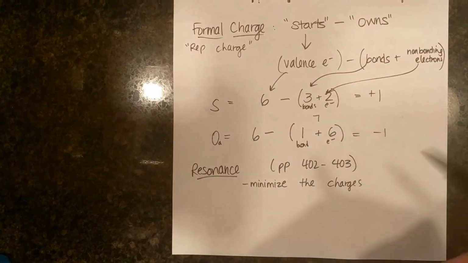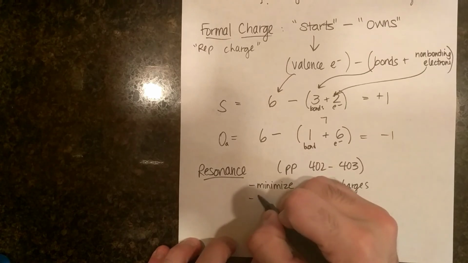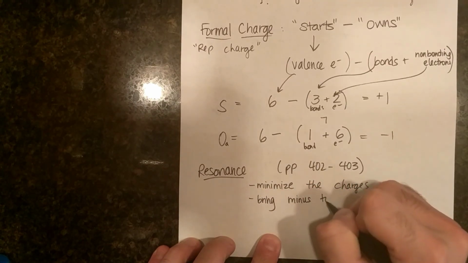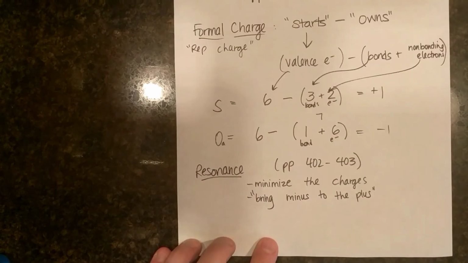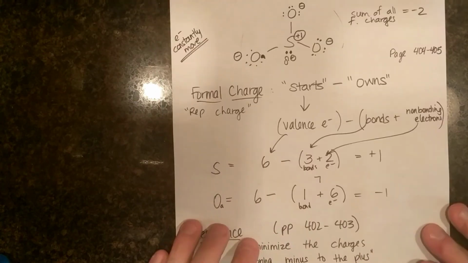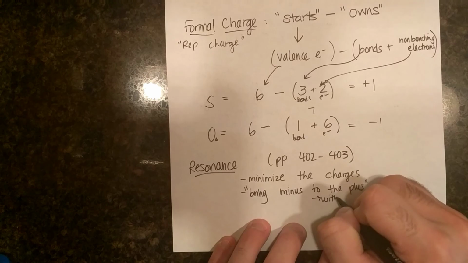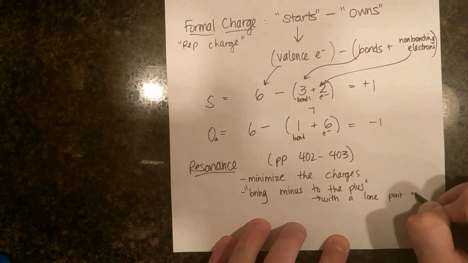But resonance structure likes to try and minimize the charges. And to do that, typically we want to bring the minus to the plus. And that would be something my organic chemistry professor would be super proud that I'm saying. You want to bring the minus to the plus. And you do that with a lone pair. Like this.